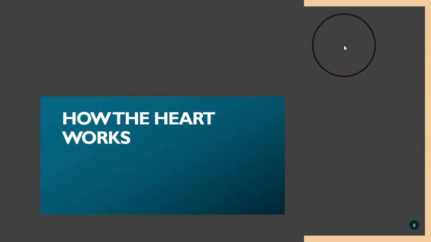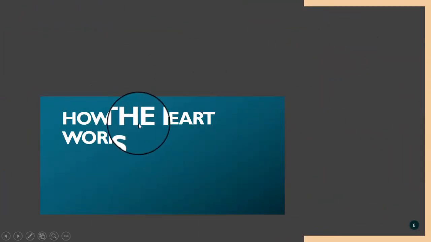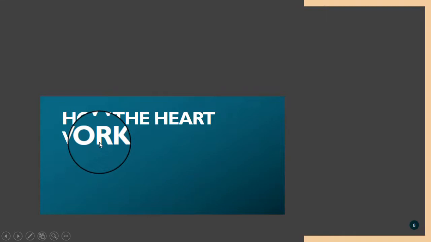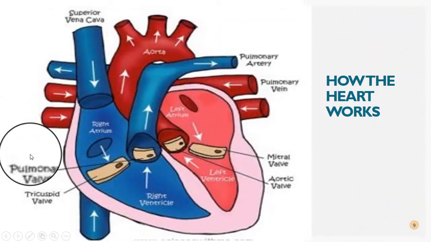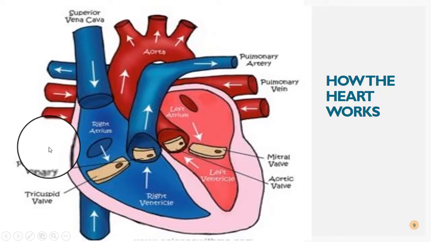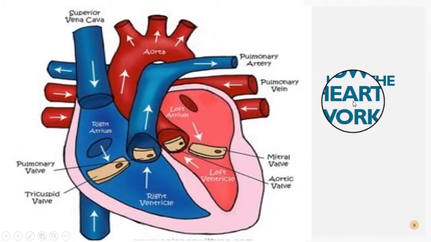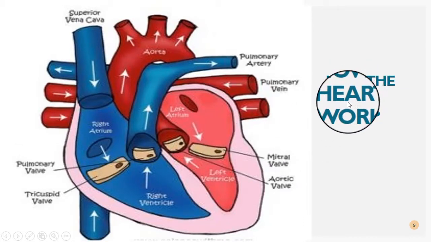Now next we will discuss how the heart works. So let's talk about it. The heart contracts at different rates depending upon many factors. At rest, it might beat around 60 times a minute, but it can increase to 100 beats a minute or more. Exercise, emotions, fever, disease, and some medications can influence heart rate.